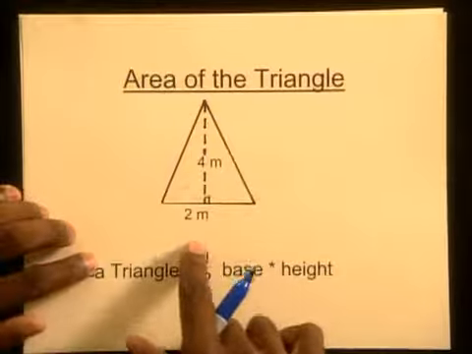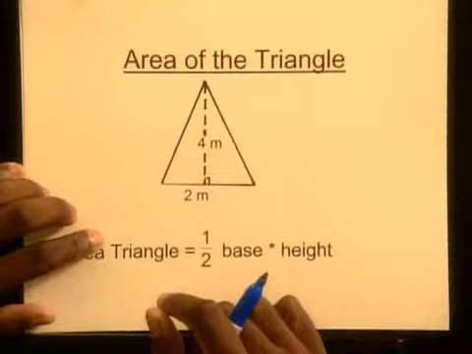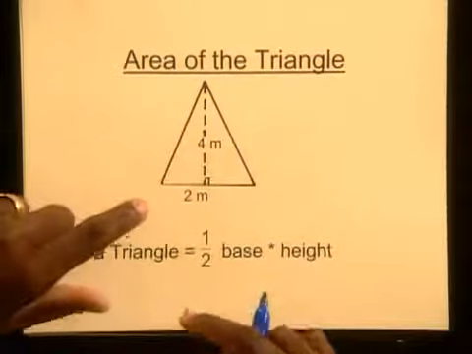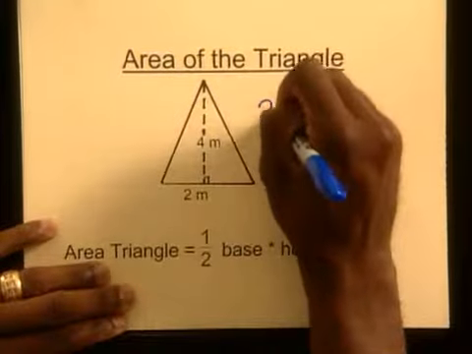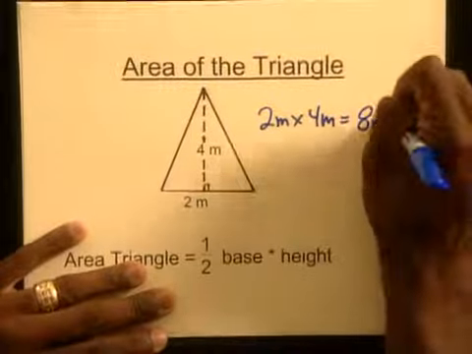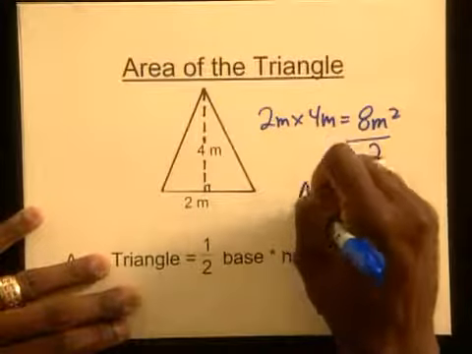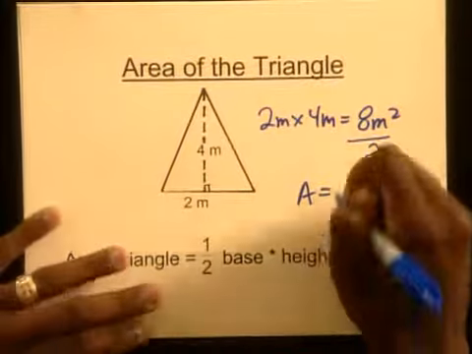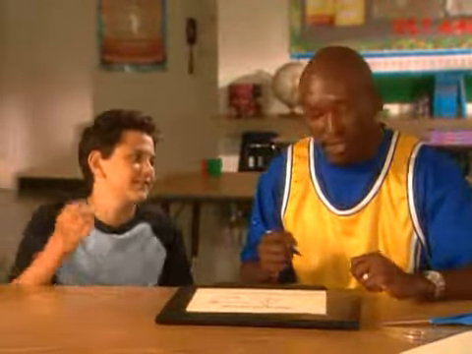Let's do another problem here. In this triangle, we have a base of 2 meters and a height of 4 meters. So we multiply the base times the height: 2 meters times 4 meters gives us 8 meters squared. But now we want to take half of it because we're doing the triangle, so we divide this by 2, and the area equals 4 meters squared. Good job, man.